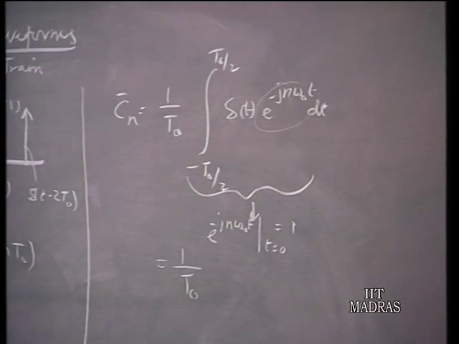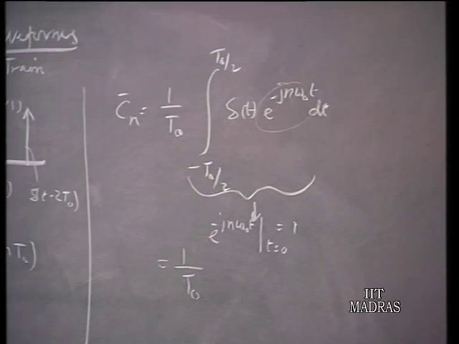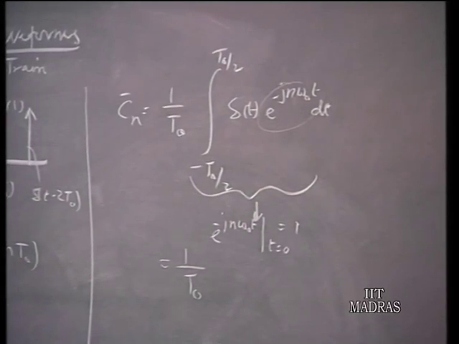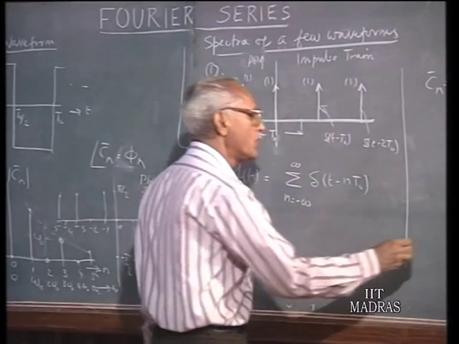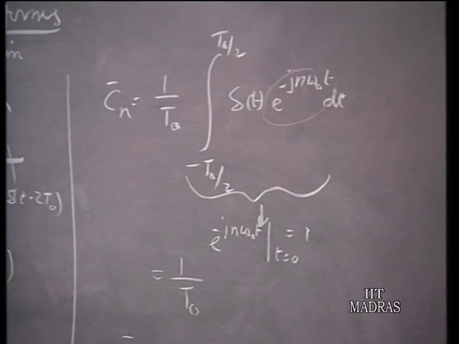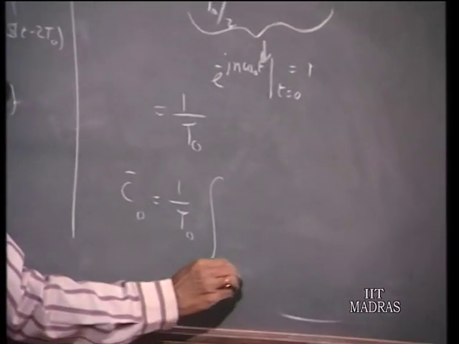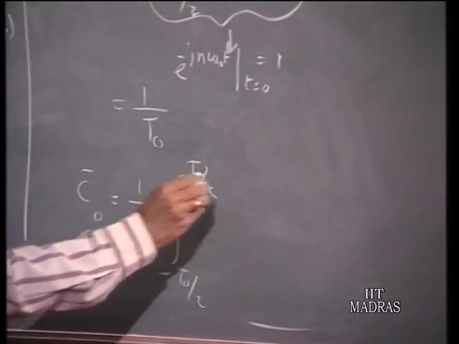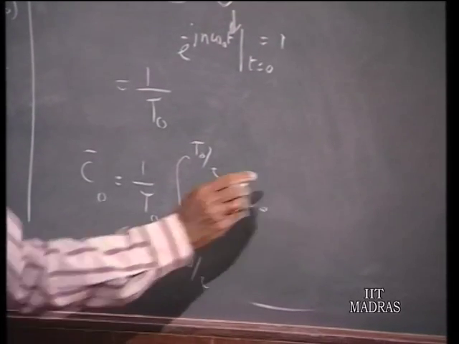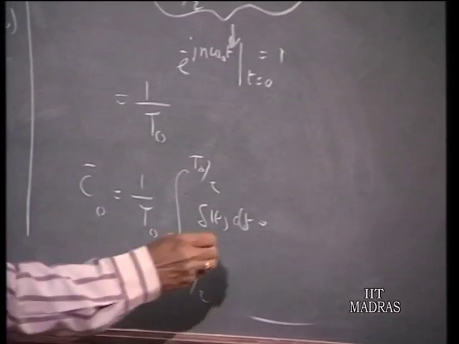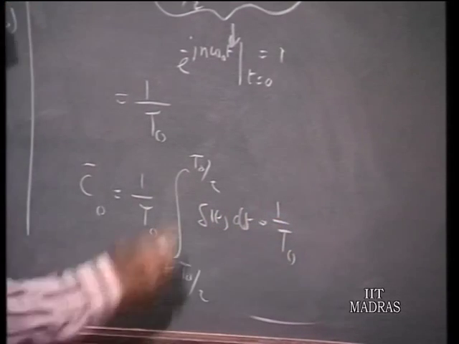Normally when we evaluate the Fourier coefficients, it would be advisable for us to verify if the general expression for Cn is also valid for n equals 0. So if you want to do it independently, this is 1 over t naught, integral from minus t naught upon 2 to t naught upon 2 of delta t dt. Certainly this is equal to 1, therefore this is 1 over t naught.